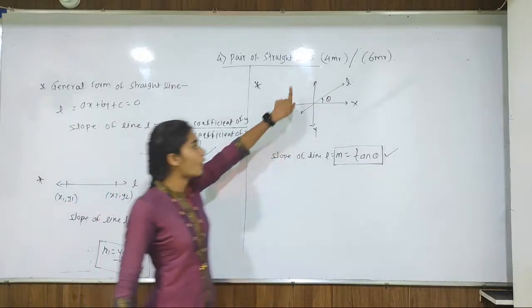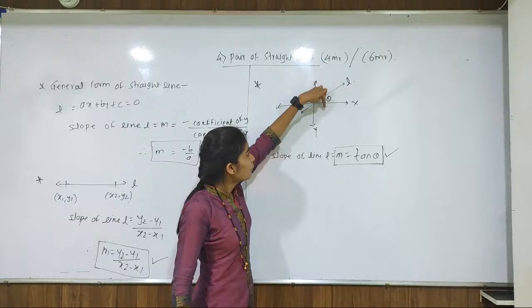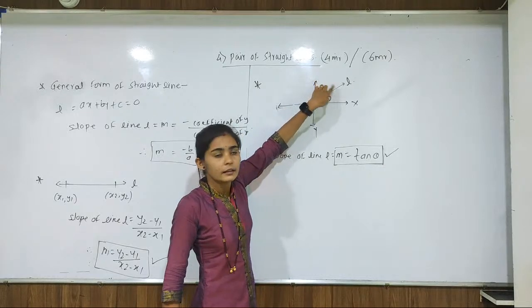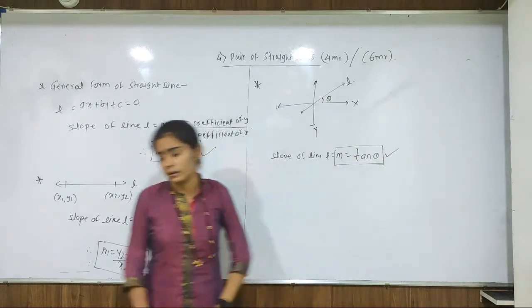And if we have coordinate axis and the line passes through the origin, so we have to find this angle theta. Then the slope of this line is equals to what? Tan theta. Okay?